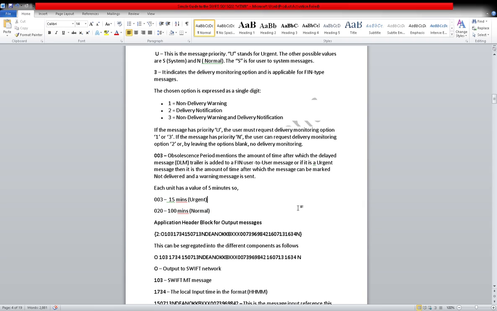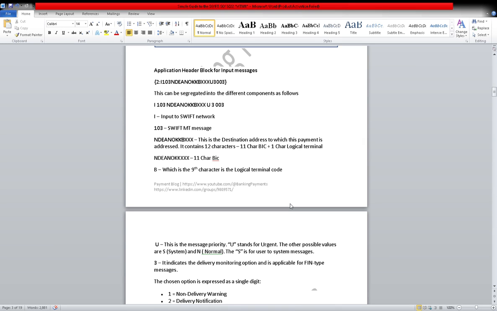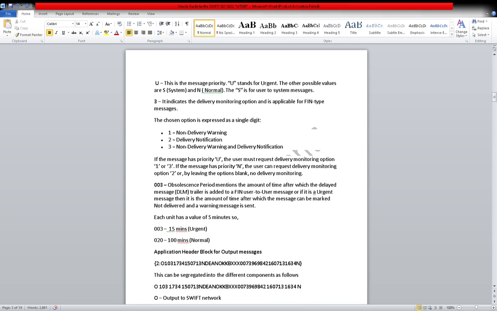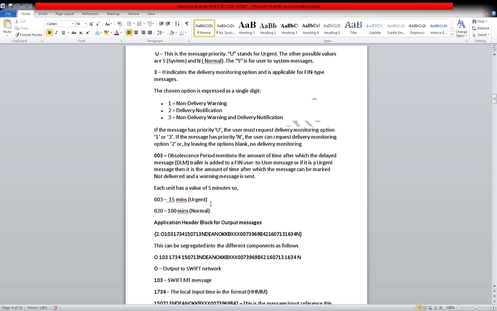What I understand from here is that if it is 003 here, if it is an urgent message, it can wait for 15 minutes. So 15 minutes is denoted by 003 here, urgent. If it is a normal message, it could be 100 here. That's what I understand from this text. If you remember, well and good. If you're not able to understand or remember, don't worry about this part now.